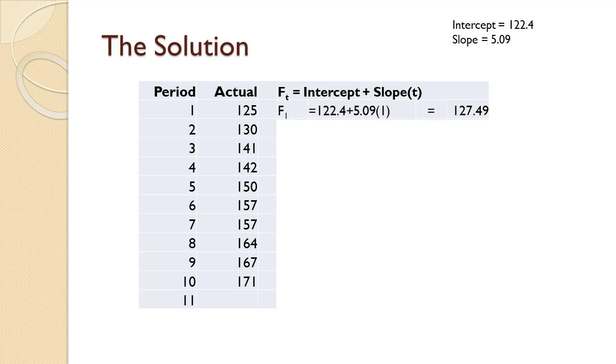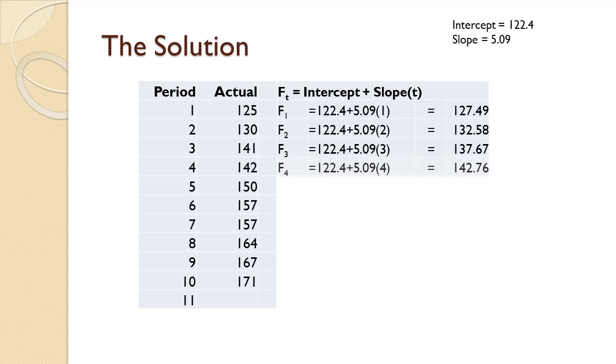F1 equals 122.4 plus 5.09 times 1 equals 127.49. F2 equals 122.4 plus 5.09 times 2 equals 132.58. F3 equals 122.4 plus 5.09 times 3 equals 137.67. F4 equals 122.4 plus 5.09 times 4 equals 142.76.